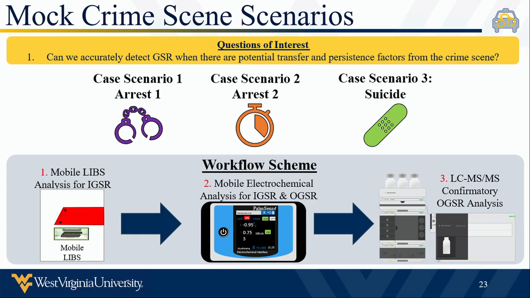So we assess this in 3 different scenarios. Scenario 1 is an arrest, scenario 2 is also an arrest, and the third scenario is a suicide. I'm going to be describing case scenario 1, and this is the workflow that we follow. Right now, we're using a mobile LIBS device to obtain the inorganic analysis. We use electrochemistry also in a portable device to do the same work, plus the organic GSR. And finally, we obtain the confirmatory analysis of both using the LC-MS/MS system.